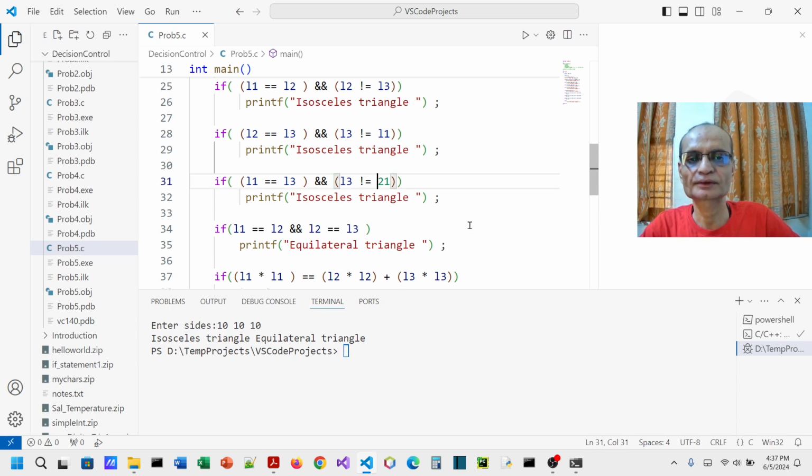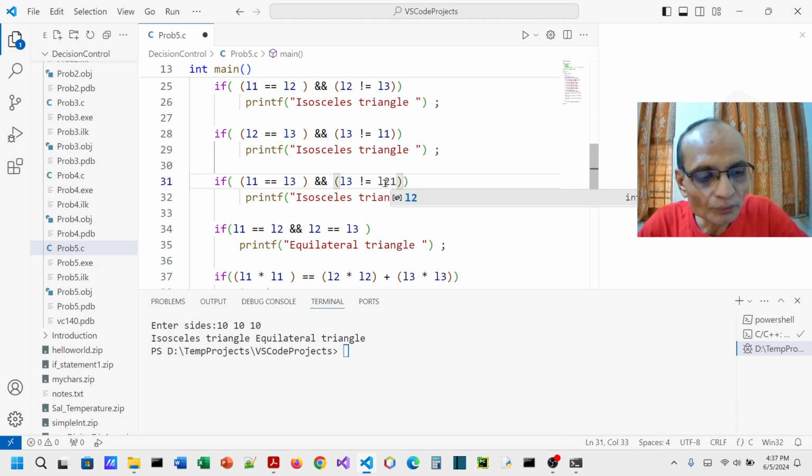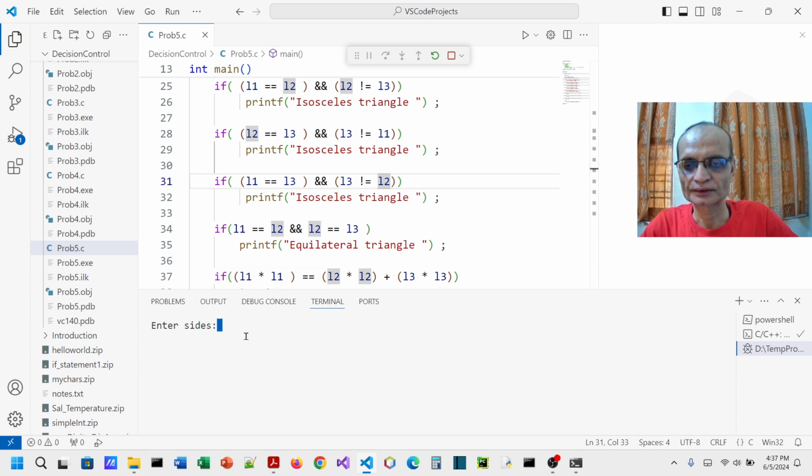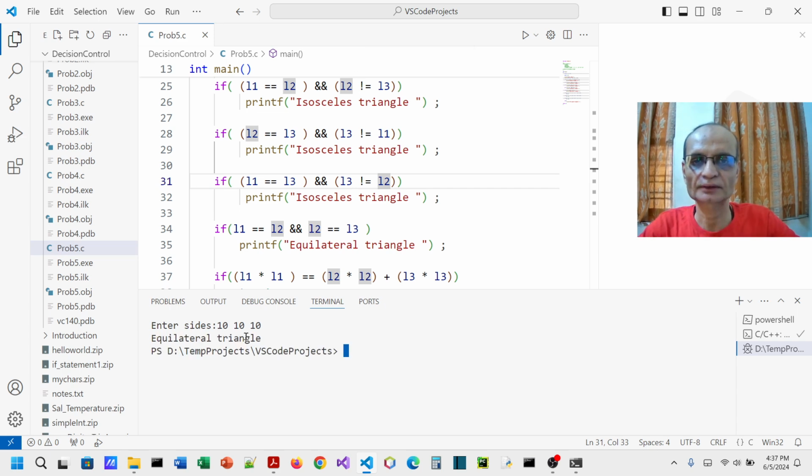So here, there was a mistake. You can see this is the way you should typically solve this. This is L1 is equal to L3, and L3 is not equal to L2, so it should have been L2, I missed it. So let's solve this now. We can catch the error also like this. So let's do it now. 10, 10, 10. Yeah, so that is correct now.